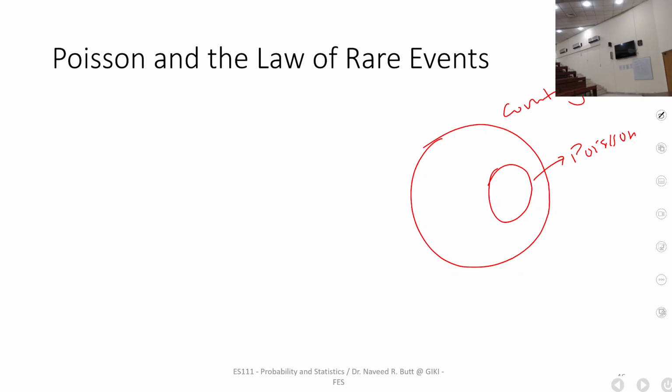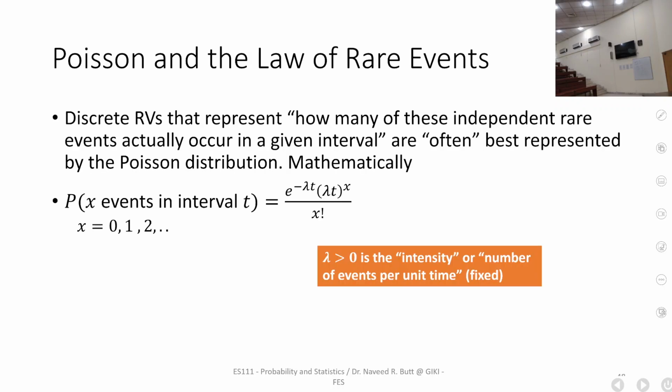This is another way of looking at the counting process. If you are going to count those events per unit time, then you will most often be dealing with the Poisson distribution. So, discrete random variables that represent how many of these independent rare events actually occur in a given interval are often, I write often because there are generalizations in other cases, best represented by the Poisson distribution, which we have already discussed. And lambda is the number of events per unit time. Sometimes we call it intensity. Why? Because if lambda is high, the number of arrivals in a unit time is high, so you are dealing with a high intensity situation. Yes, more people come to your shop. Those with high lambda do well; those with low lambda, the business was not very good.